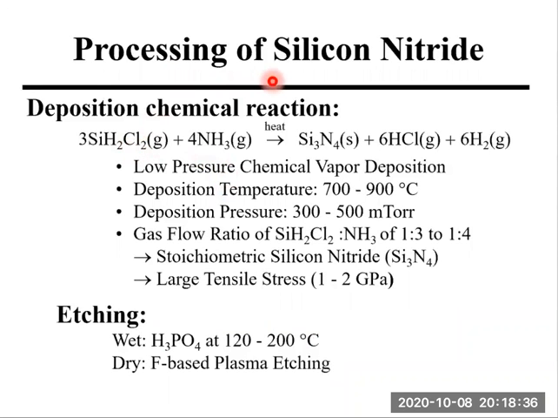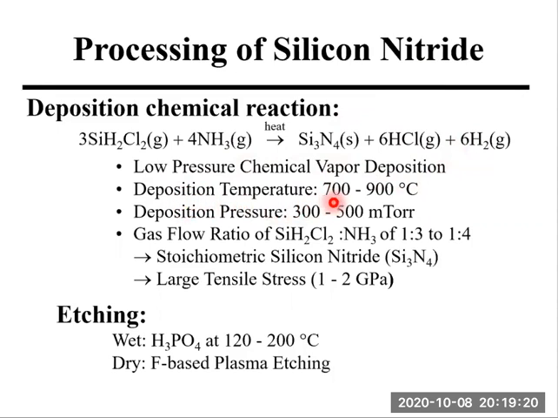But processing of silicon nitride. Silicon nitride is typically deposited using this chemical reaction. Dichlorosilane reacts with ammonia, forming silicon nitride thin film. So that's the chemical reaction. Note that we typically use low pressure chemical vapor deposition to prepare silicon nitride film. This method gives us the best quality of silicon nitride thin film.